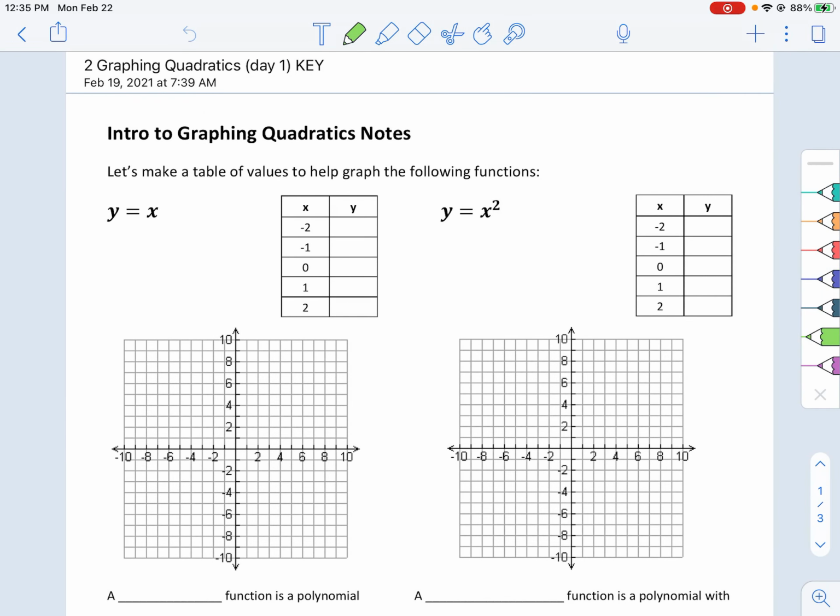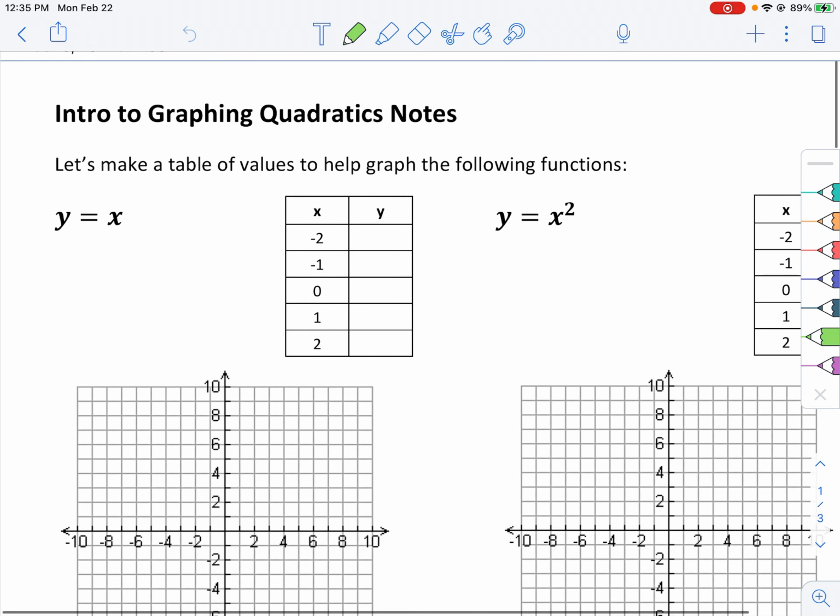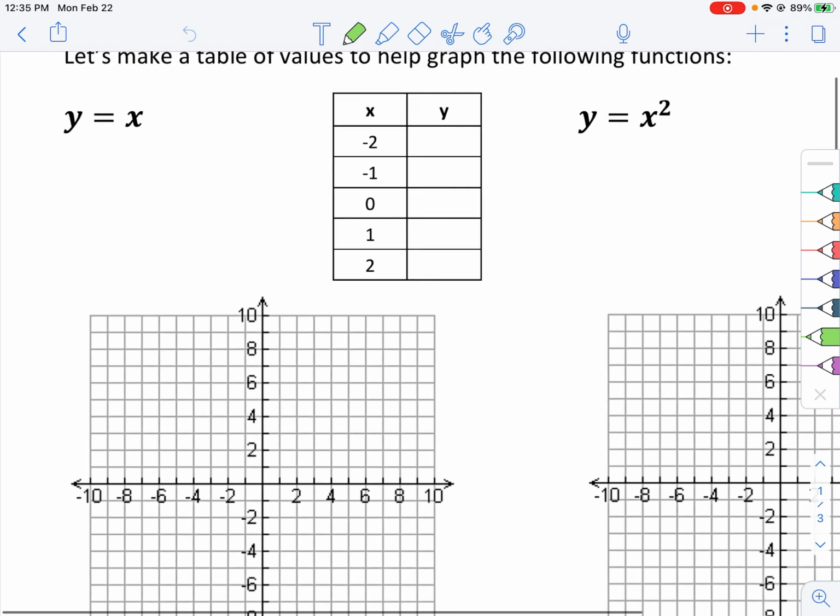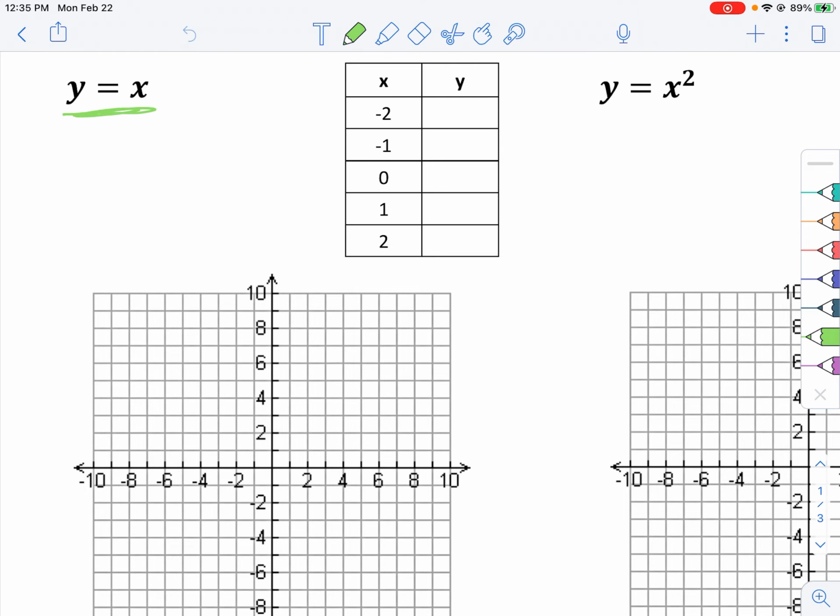All right, just in case you missed these notes in class. We're going to graph quadratics, but let's first start with just a linear function. So y equals x is a linear function, right?